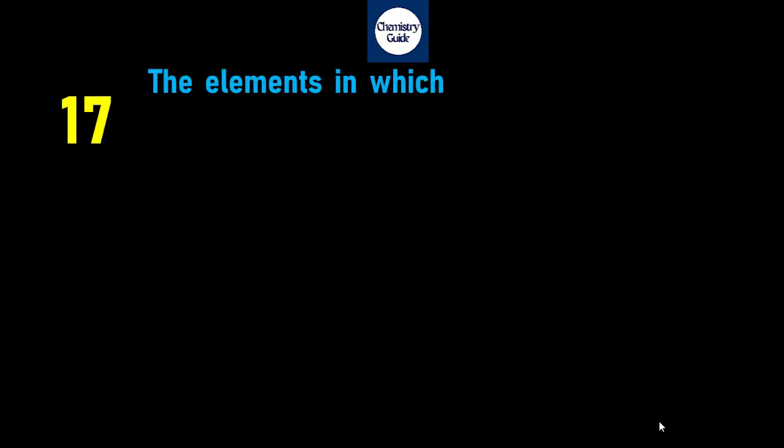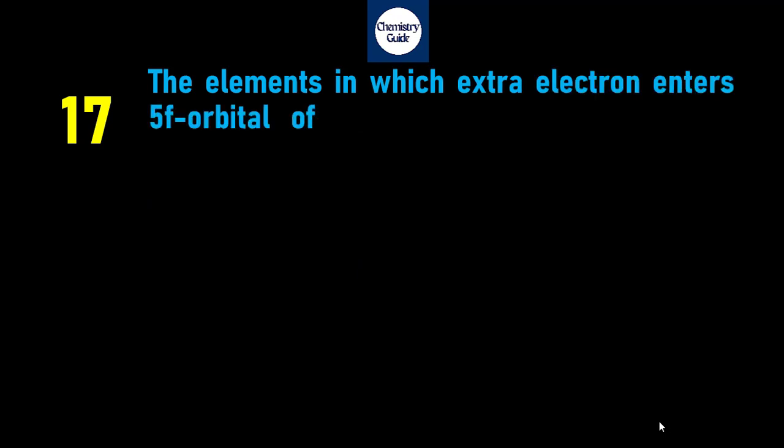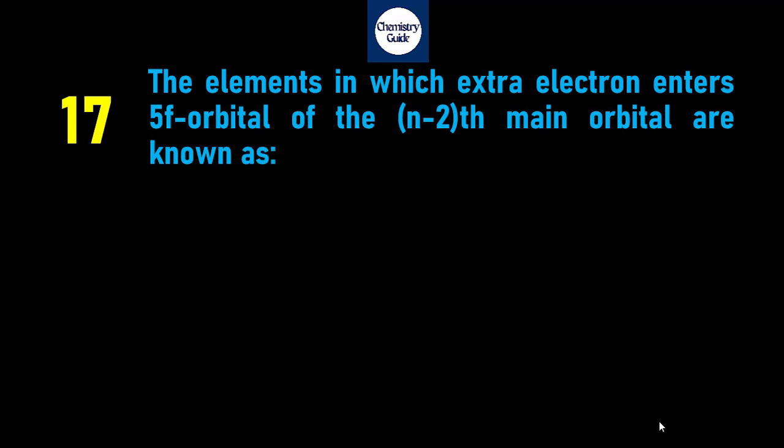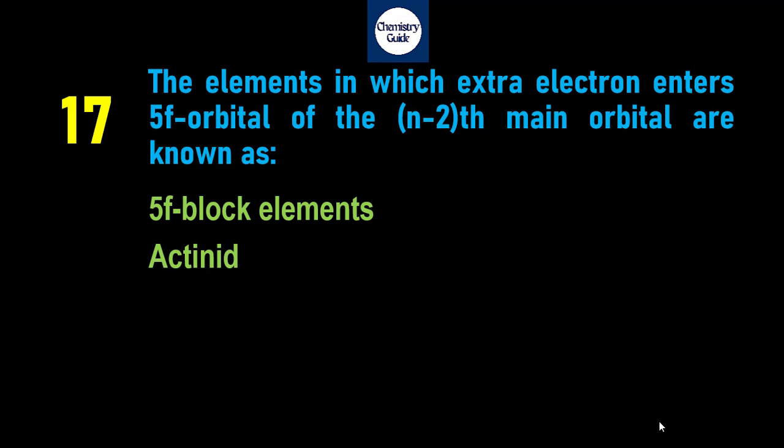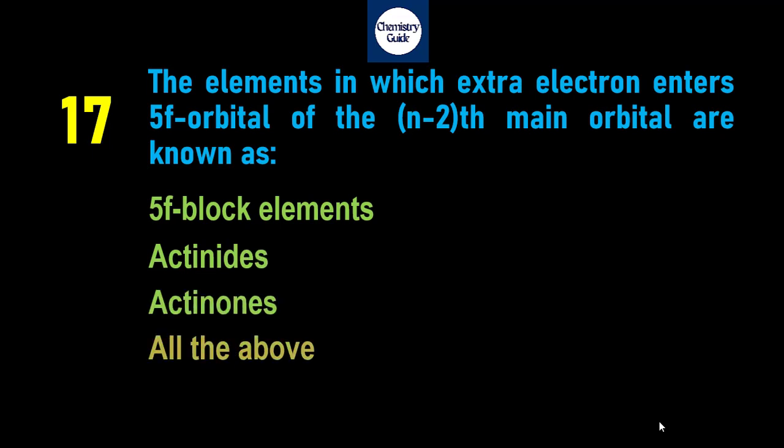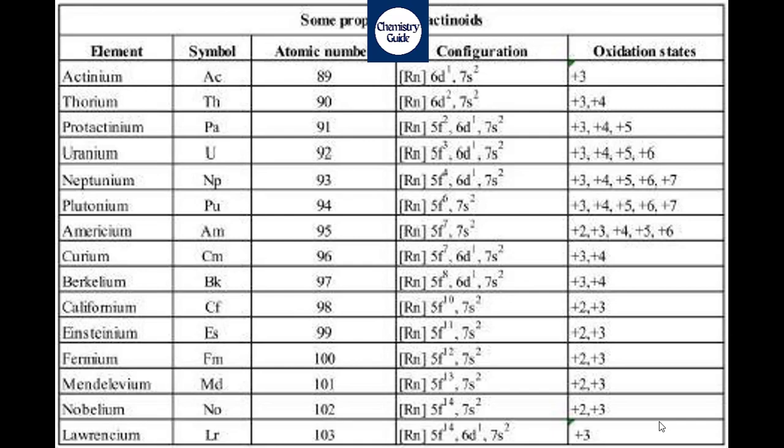MCQ number 17. The elements in which the extra electron enters the 5f orbital of the (n-2) main orbital are known as 5f block elements, actinides, actinones, all the above. So the right answer is all the above. These are the 5f block elements. Here you can observe that the additional electron is entering the 5f orbital, so that's why we call them 5f block elements, actinides.